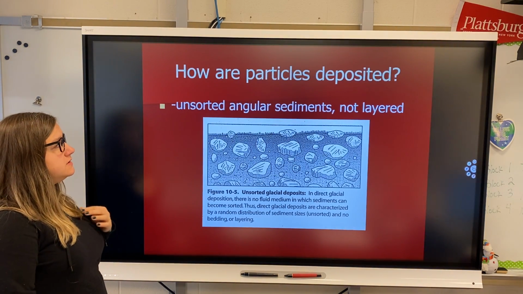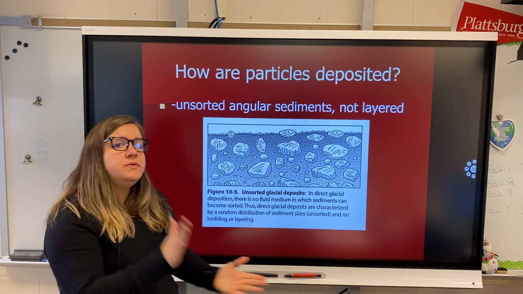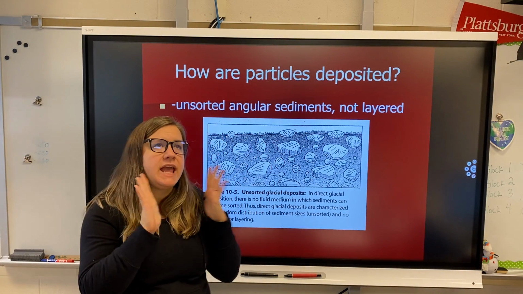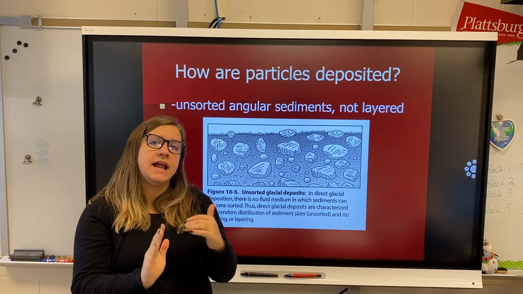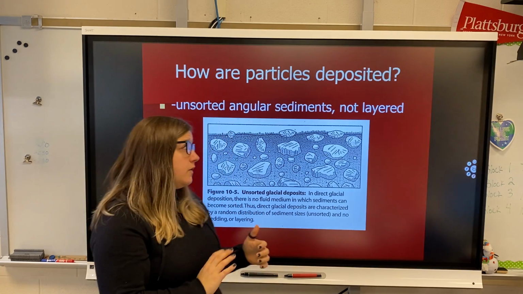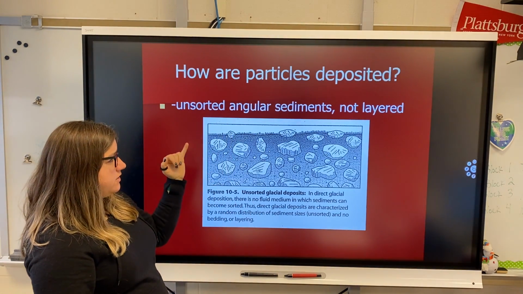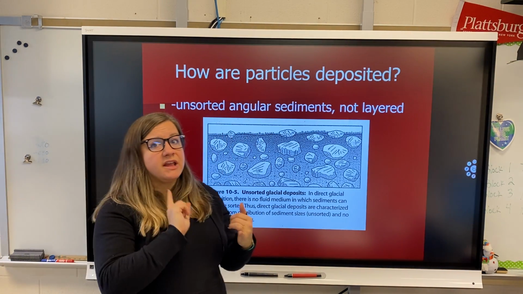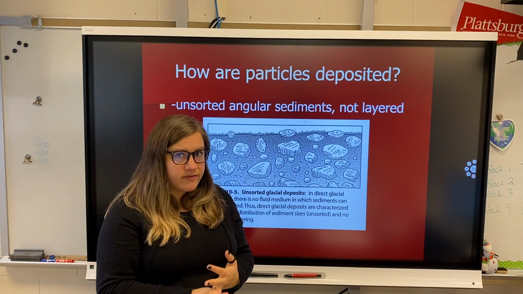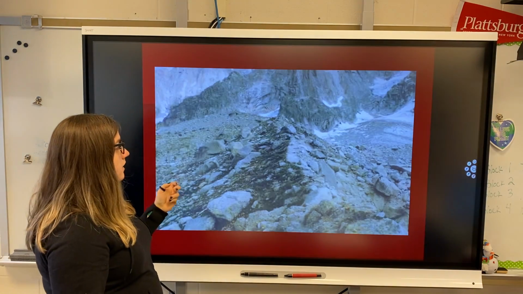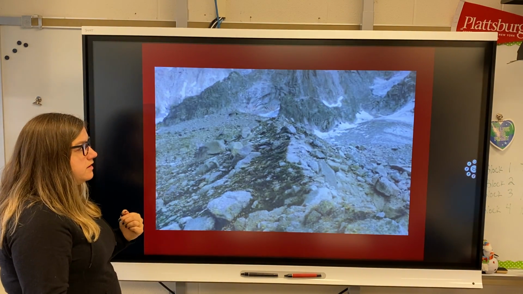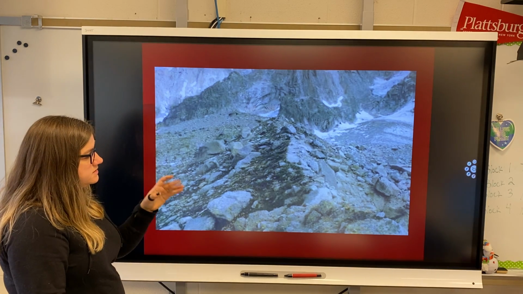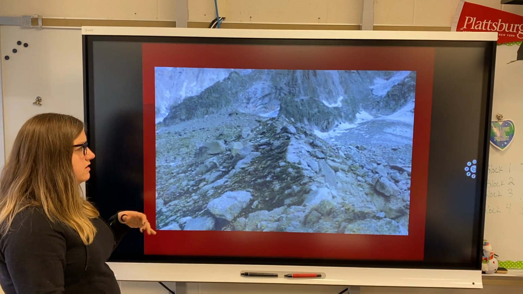So how are these particles deposited? Anything to do with glaciers and gravity are going to be angular and unsorted. I cannot stress that enough, okay? So they're unsorted and angular sediments when they have to do with glaciers and gravity. Okay, this is from gravity breaking things. All this stuff's unsorted, it's angular, nothing's rounded.